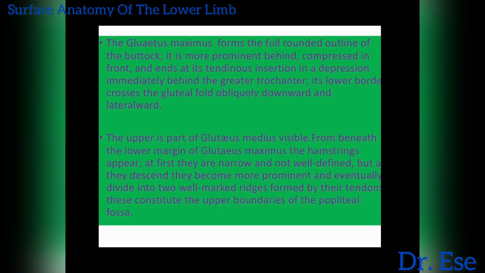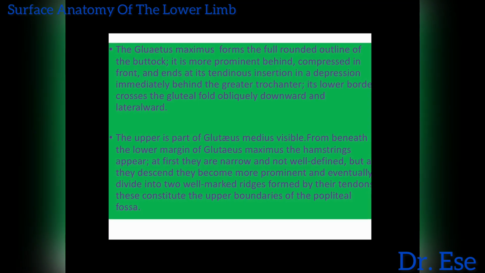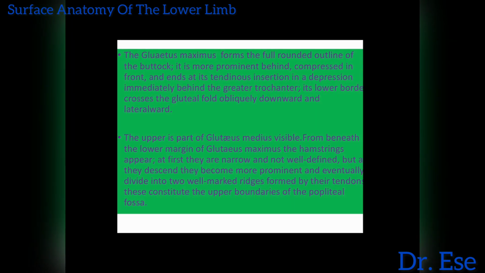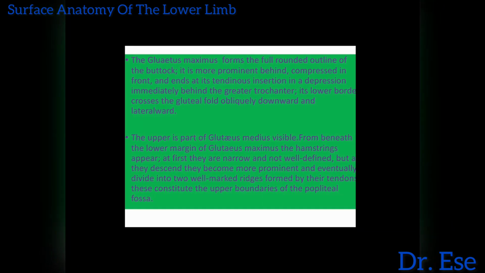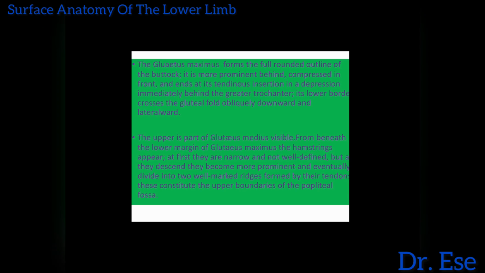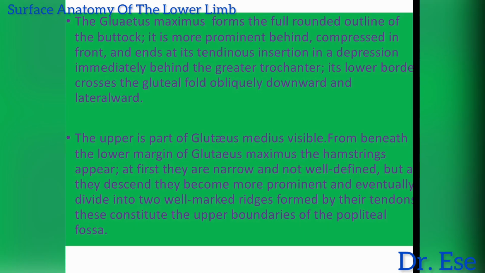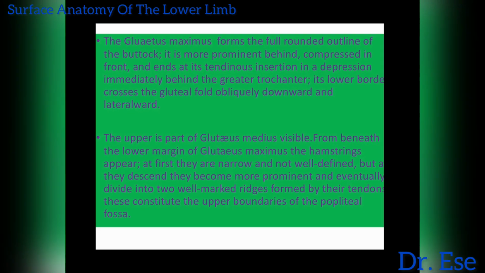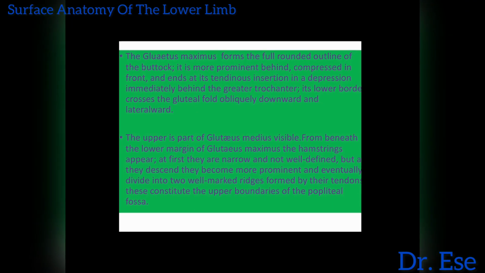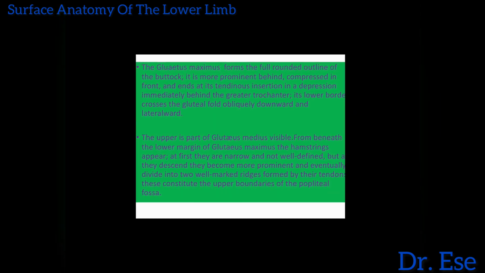Now, the gluteus maximus forms the full rounded outline of the gluteus. It is more prominent behind, compressed in front, and ends at its tendinous insertion in a depression immediately behind the greater trochanter. Its lower border crosses the gluteal fold obliquely downward and lateralward. Then the upper part of gluteus medius is visible.